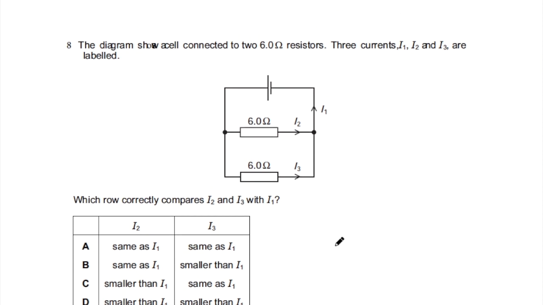Now the diagram shows a cell connected to two 6 ohm resistors. The currents are shown, I1, I2, I3. Which row correctly compares I2 and I3 with I1? Here it's a very similar question to question 1. I2 must be smaller than I1. I3 also must be smaller than I1, because these two add up to give you I1. So I2 is smaller than I1, and I3 is also smaller than I1. I hope you got that.